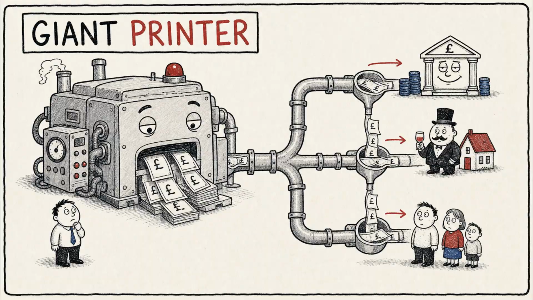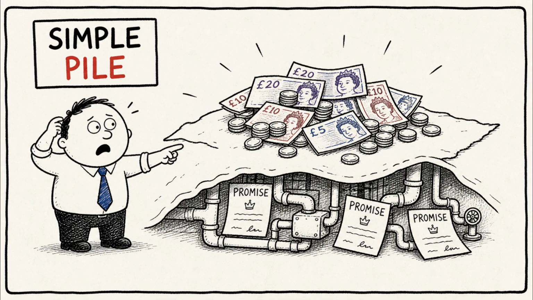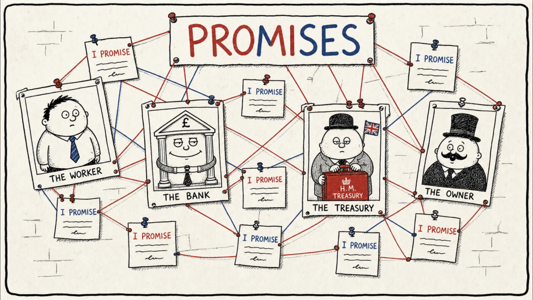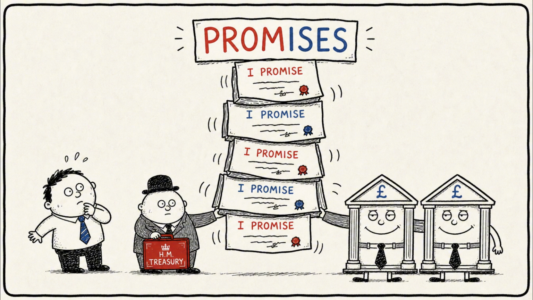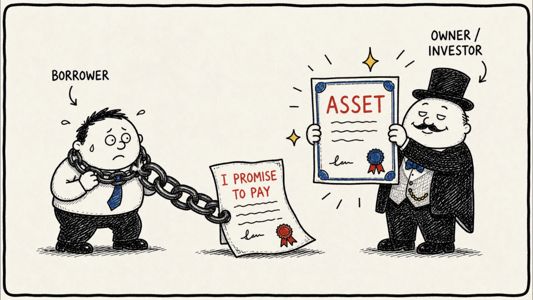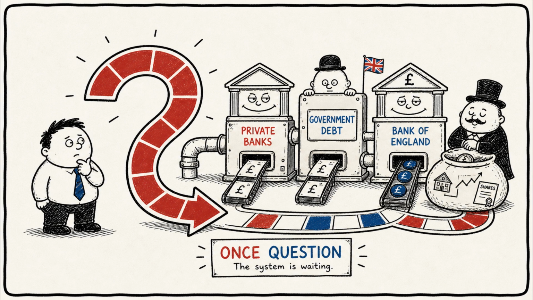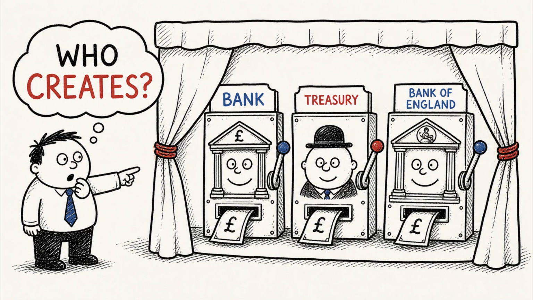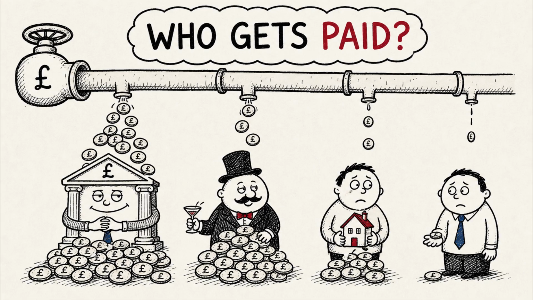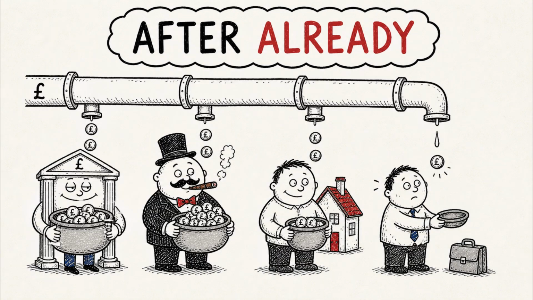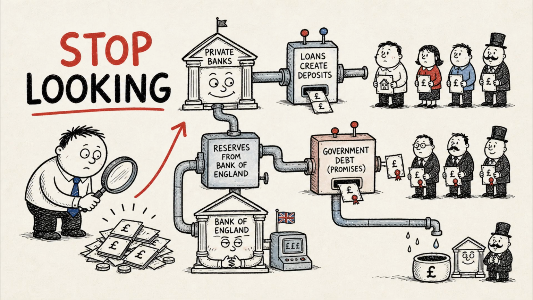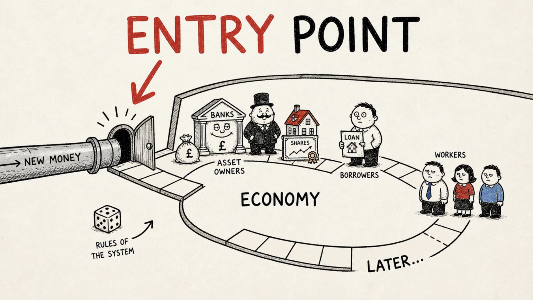Not a giant printer, not a national credit card, not a simple pile of taxpayer cash, but a system of promises. Bank promises, government promises, central bank promises. Some promises become your wages, some become your debts, some become someone else's asset. And once you see that, the question changes. It is not just how much money does Britain have, it is who gets to create it, who gets to own it, who gets paid interest on it, and who spends their life chasing it after it has already moved the price of everything they need. Because if you want to understand why Britain can look rich while so many people feel poor, you have to stop looking for the money printer and start looking at where new money enters the room.